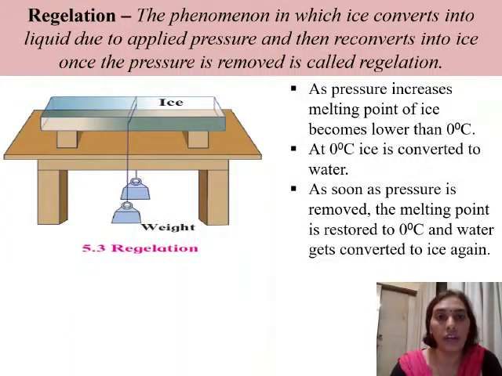So here we have an activity based on regelation, and in this activity we have to make some arrangements. We have a table, over that we have given some support, and over this support we have kept an ice slab. So the slab of ice has been kept over this support.